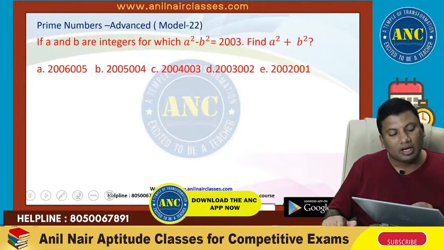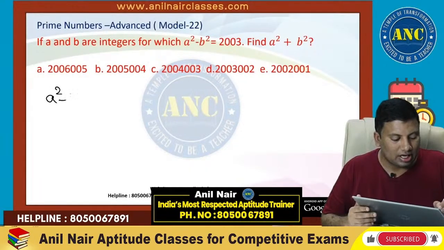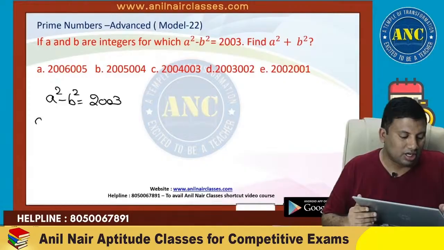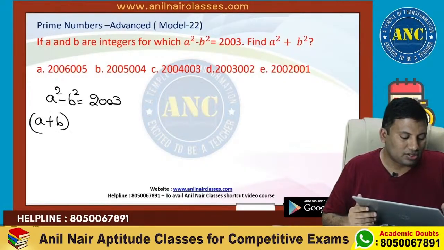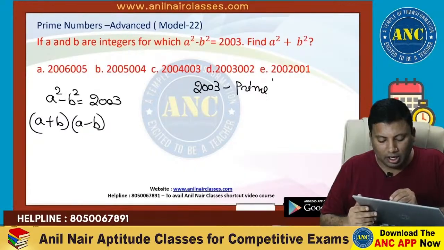Idea clear? Next one. A and B are integers, A square minus B square equivalent to 2003. This is A plus B into A minus B. First we will check whether 2003 is a prime or composite.